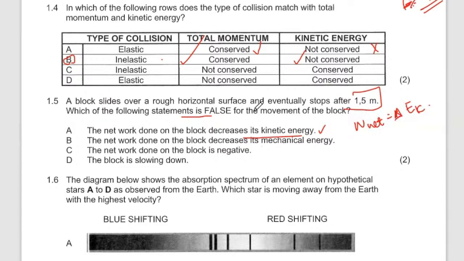Now, when a block is slowing down or eventually stops, we know that the final velocity will be 0. And if we use 0 minus the initial, we are going to get a negative kind of work done, which means it decreases the kinetic energy, which is true. The net work done on the block decreases its mechanical energy, that is also true when you look at the conservation of energy. Then the net work is negative, which is true, and then the block is slowing down, which is also true. Yeah. So all the options are correct. Just choose one.